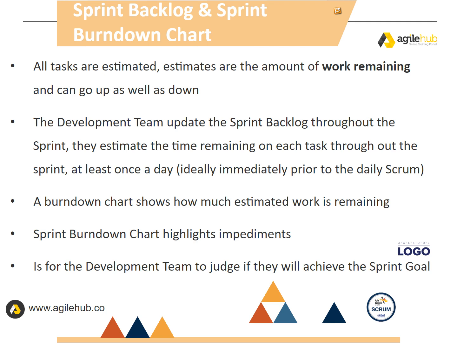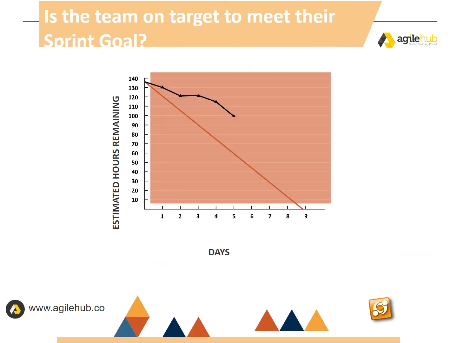Sprint burndown chart highlights impediments. It is for the development team to judge if they will achieve the sprint goal. Is the team on target to meet their sprint goal? This burndown shows that estimated hours remaining compared to days does seem to be reducing in line with the target. Following this trajectory, the sprint looks like it may overrun, but with visual tracking aids like burndowns, the team will be able to plan how to stay on track.